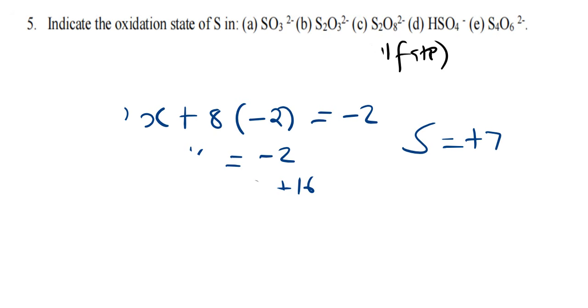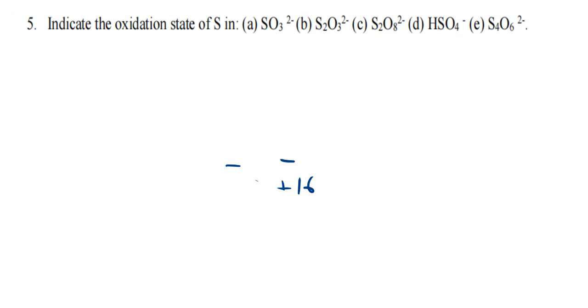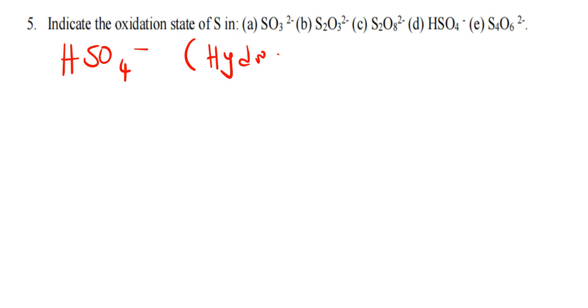Okay, so we go to the other one. For D, we've got HSO4 minus. This is called the hydrogen sulfate, because hydrogen has just been added to this compound. Hydrogen sulfate ion.